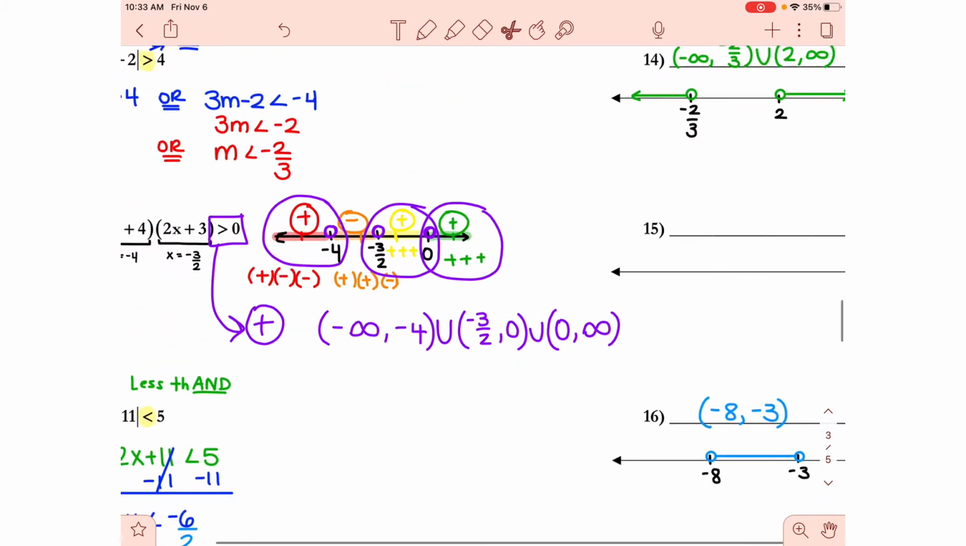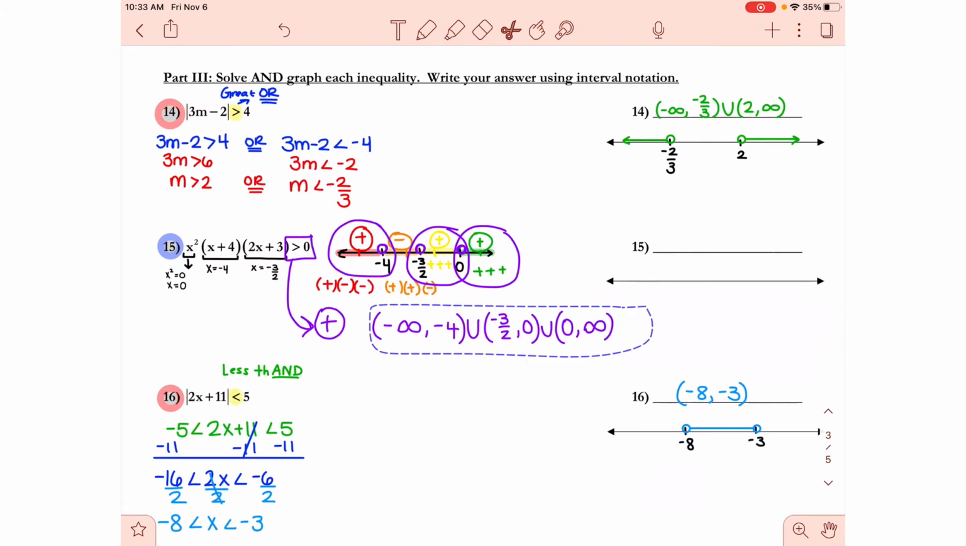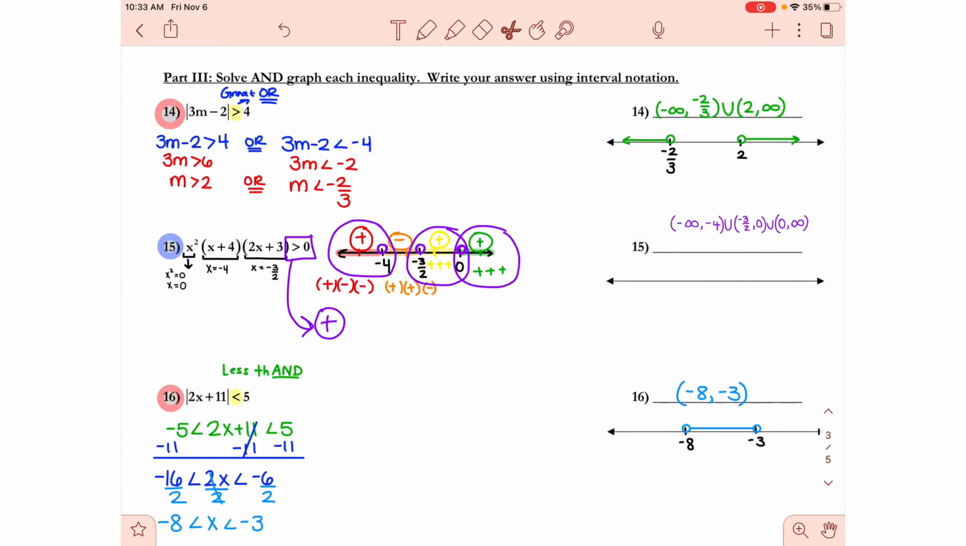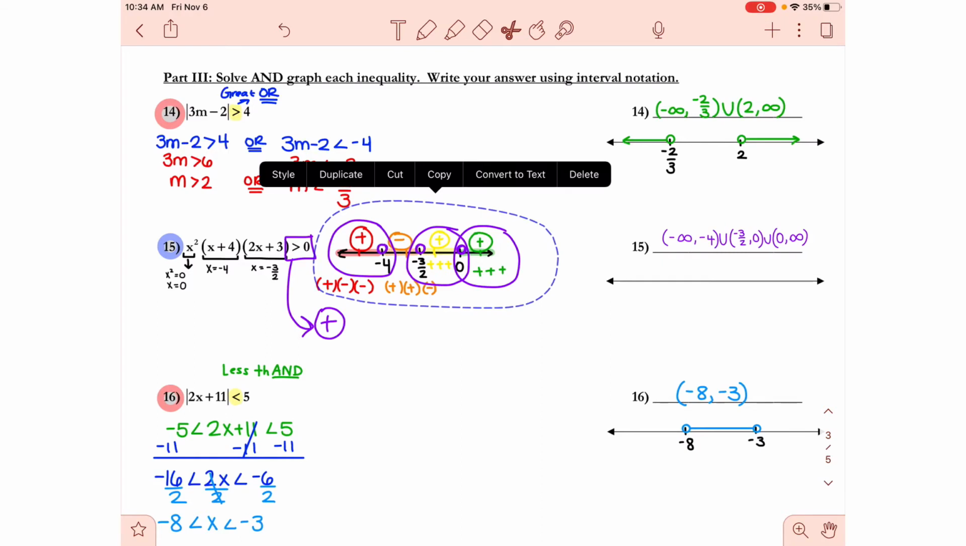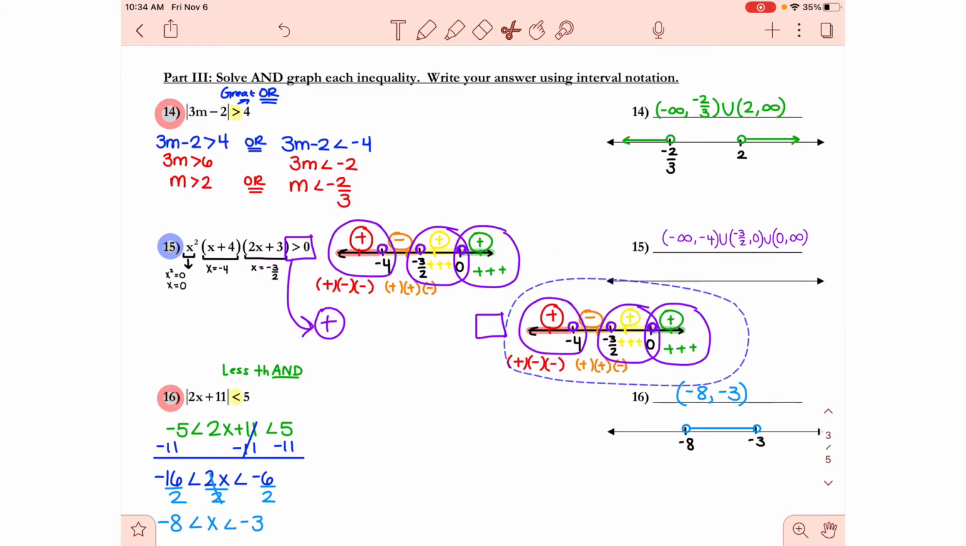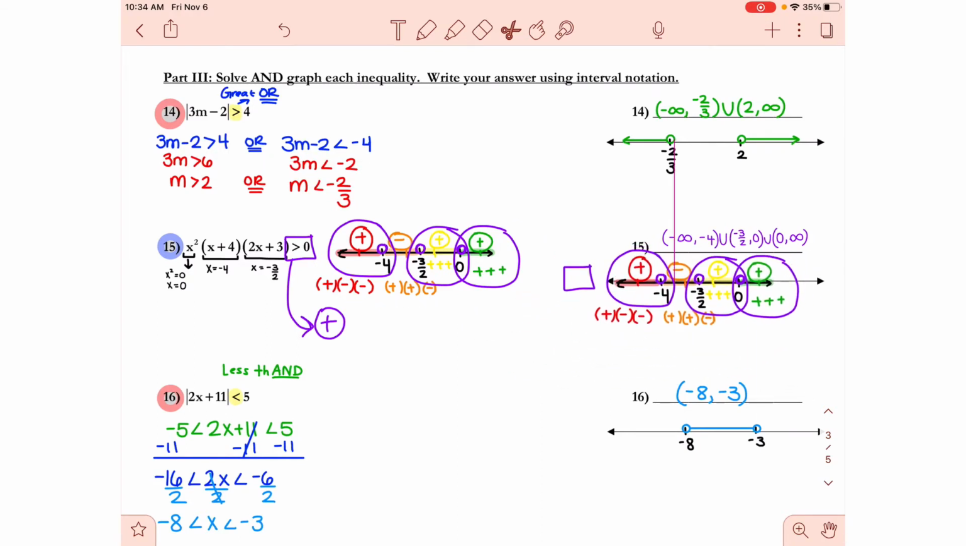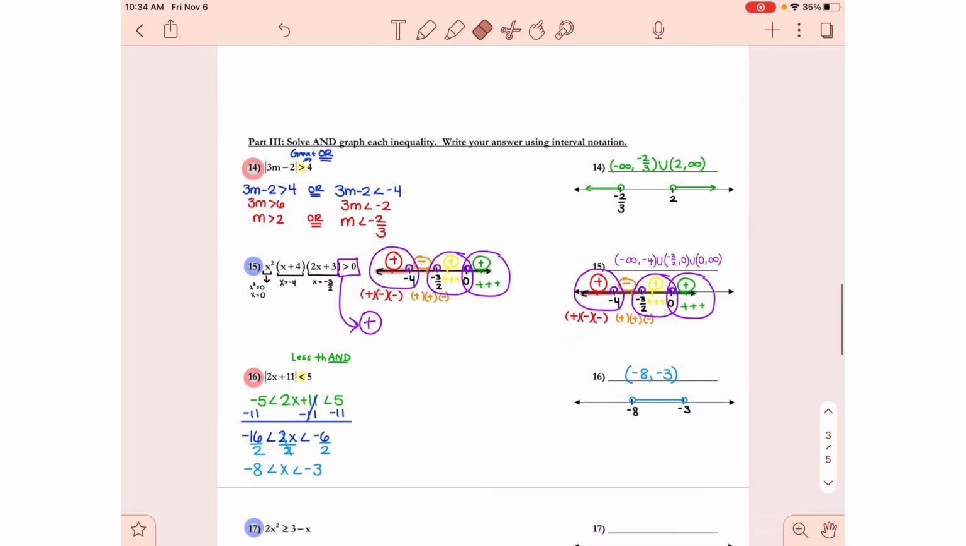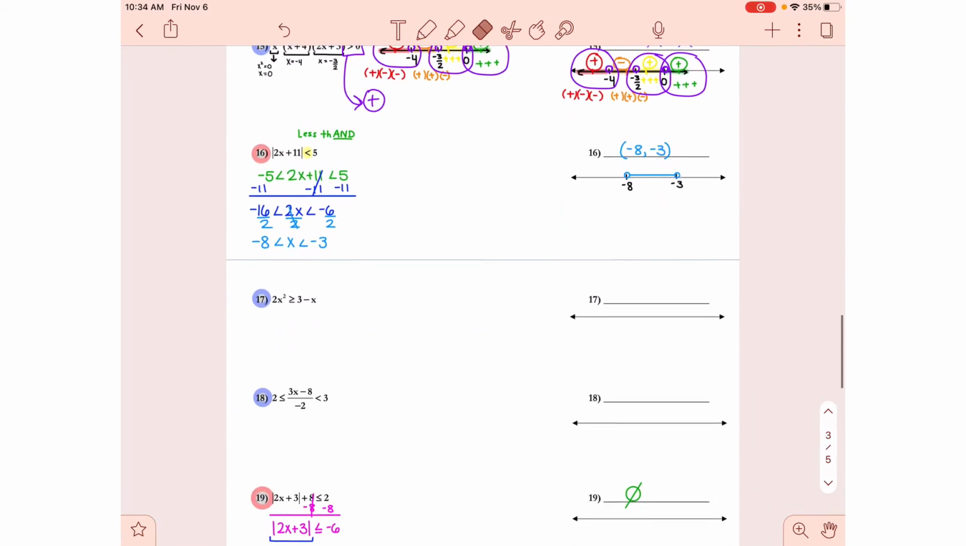So there's my answer. I forgot that they gave me a picture of a number line to do that, so I didn't use the number line. But I can copy, paste. There we go. Same story. All right, so that's the deal. Hopefully that makes sense. Let's do another one.